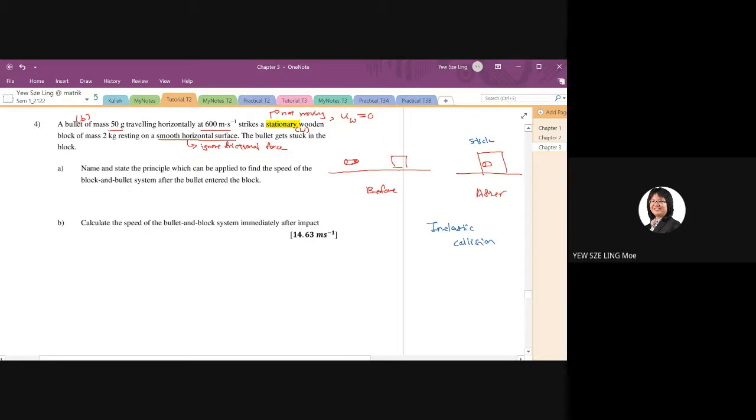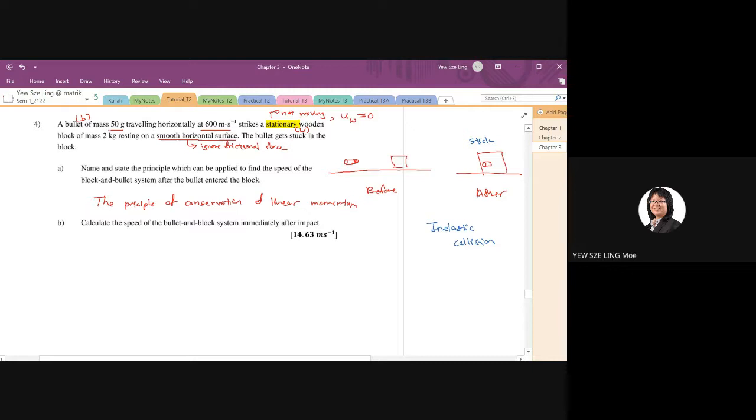Name and state the principle that can be applied to find the speed of the block and bullet system after the bullet enters the block. This is a very rare question, and it's actually a past year question where it asks you to state the name of the principle. So the principle of conservation of linear momentum.